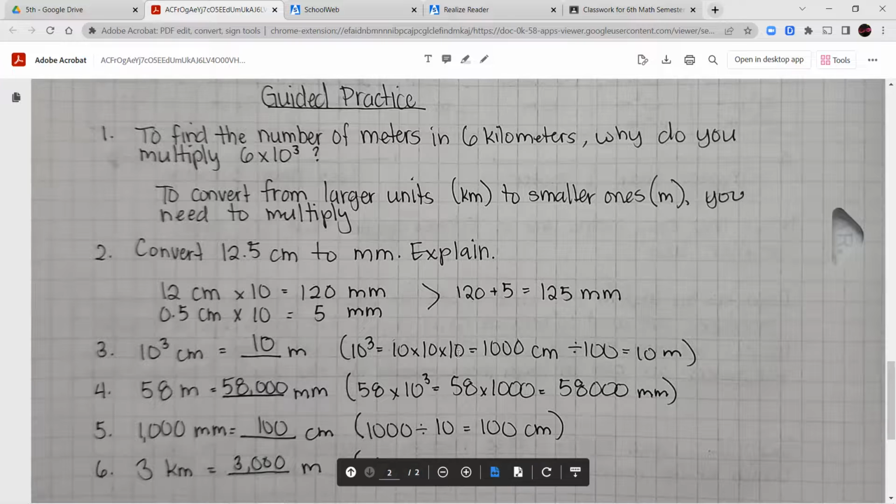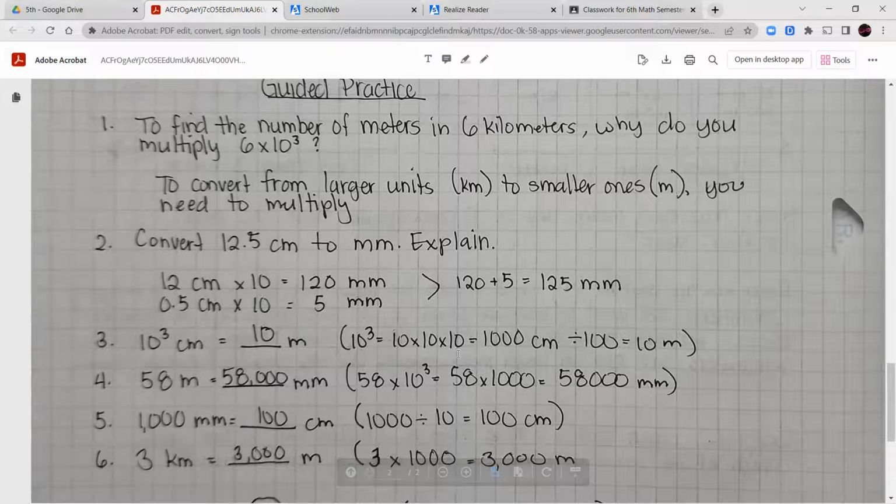Number 2 says convert 12.5 centimeters to millimeters and explain how you did it. So if I'm going to go from centimeters to millimeters, I'm multiplying. And I know there's 10 millimeters in each centimeter. So I'm going to do this separately. I'll do the 12 times 10, and then I'll do the 0.5 or the half times 10. 12 times 10 is 120. 0.5 or half of 10 is going to be 5. And then I'm going to add these two partial products. And I'll find that 120 plus 5 equals 125 millimeters. So 12.5 centimeters is equal to 125 millimeters.